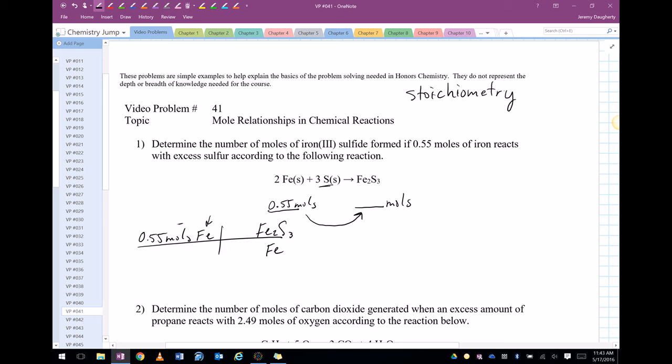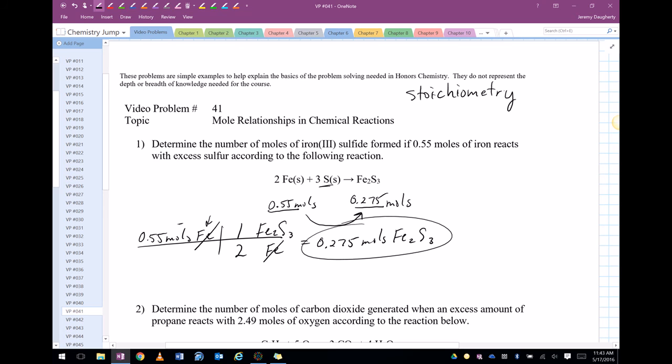And then I just need to figure out the relationship between iron 3 sulfide and iron. As it turns out, for every one iron 3 sulfide, there are 2 irons. So in this case, I'm just going to take 0.55 and divide it by 2. So we get a value of 0.275. So iron cancels out. So I get 0.275. Moles didn't cancel out, so I still have that word moles, and Fe2S3 did not cancel out. So there's moles to moles. So that's my answer, 0.275.